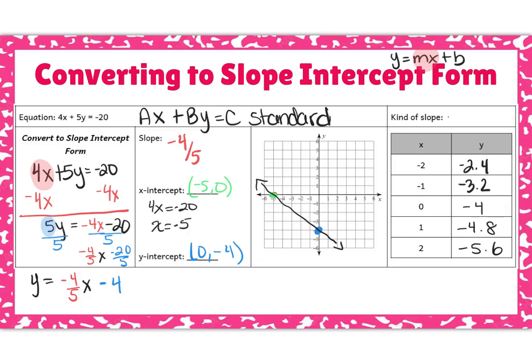Now I can visually answer what kind of slope I have. I will have a negative slope, which is obvious because our slope was negative 4/5. But I can also see visually that my line is kind of going downhill, so it is a negative.